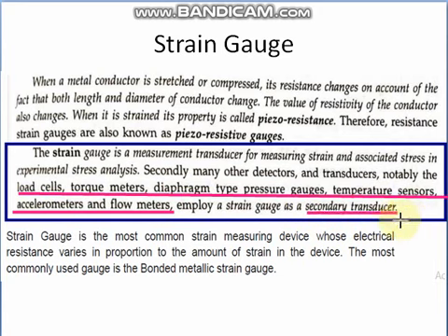So here the variety of detectors you have seen: load cell, torque meter, diaphragm type pressure gauges, temperature sensors, accelerometer, flow meters, all these have strain gauges as a secondary transducer. As you know that flow meters will measure the flow, but due to the flow, a certain amount of strain is applied on the measuring instrument, so it will change the strain and finally measure the flow.